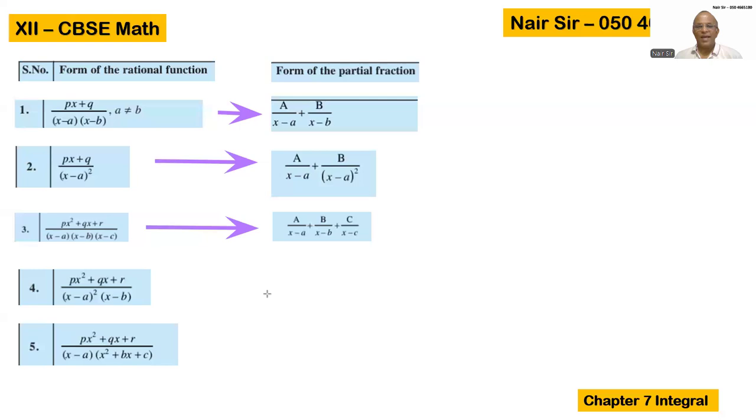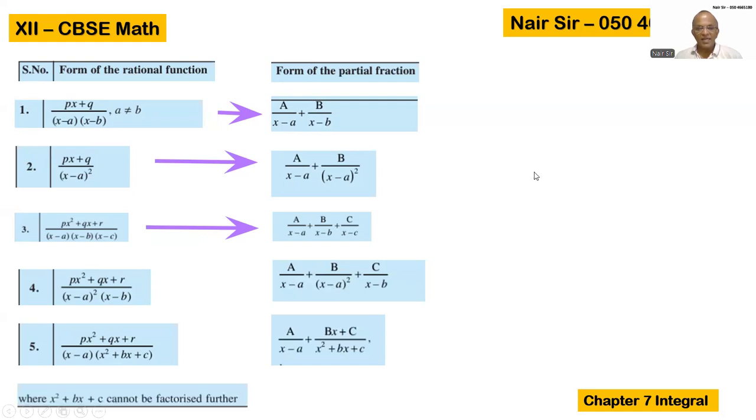Next one, what do I get? And the last one, here is the condition which I told you. So let's go further. From here to here and from here to here. These are the 5 formulas that you need to remember if you want to solve partial fractions. We will just go further with some examples.